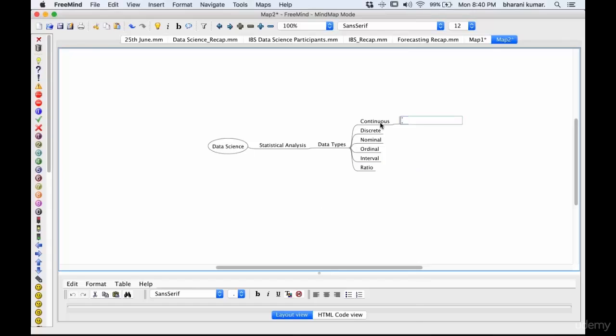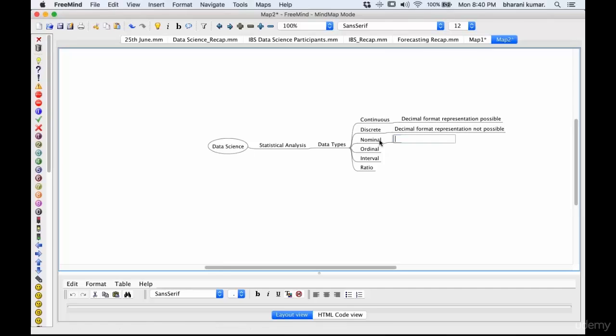If we can represent data in decimal format, then it's called continuous data. If you cannot represent something in decimal format, so if decimal format representation is not possible, then we call it discrete data. This is the primary difference between continuous data and discrete data.